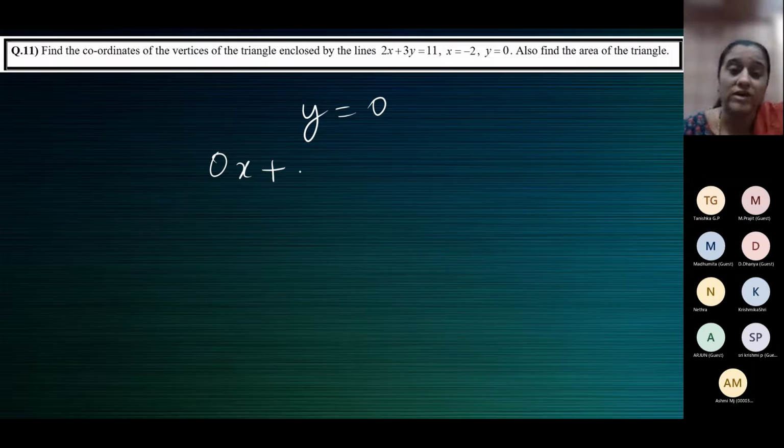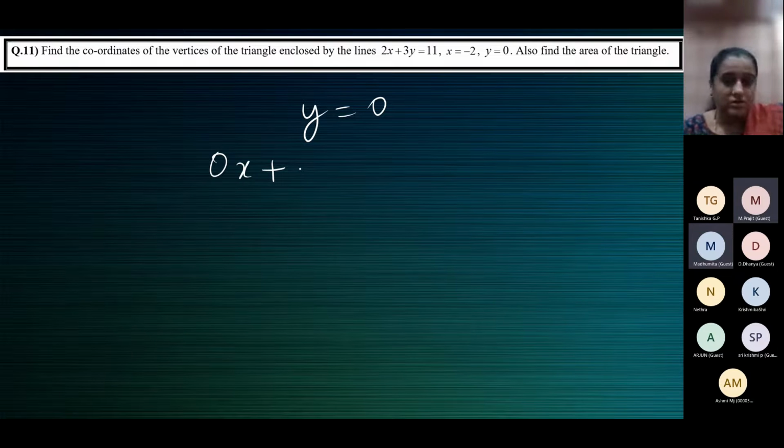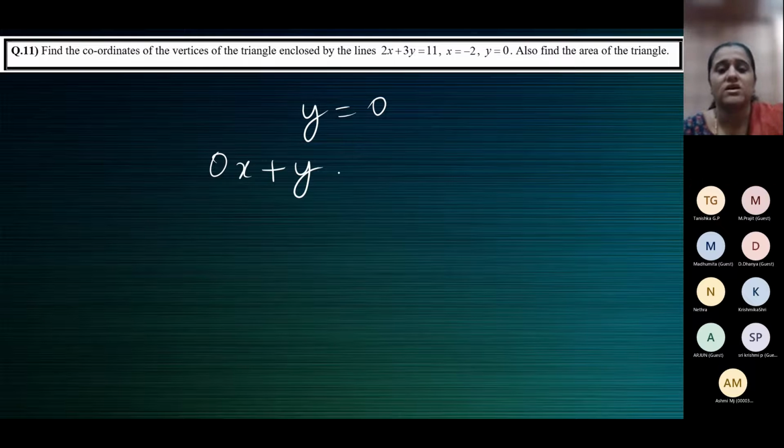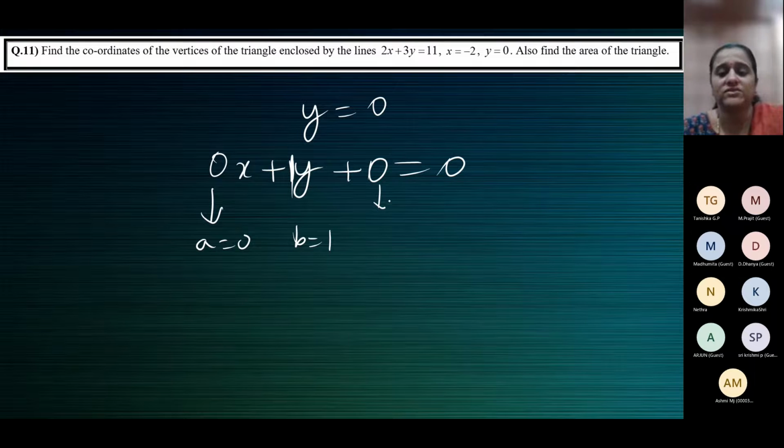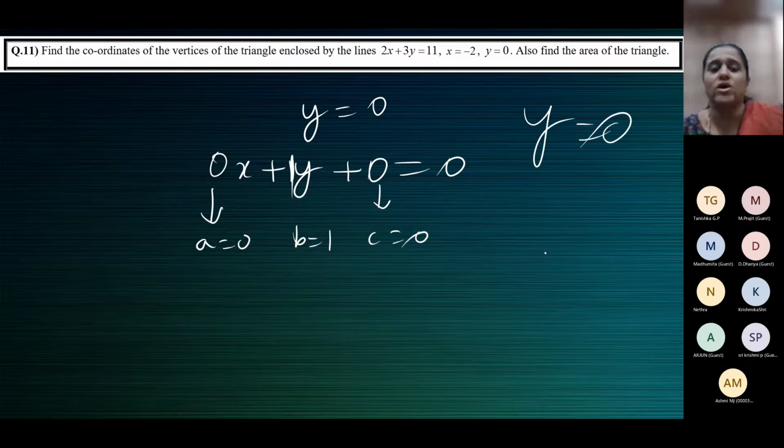Plus, is the y variable there? Yes, ma'am. Write it as it is. Don't write 0y. Write that y as it is. Can you see the constant? No, ma'am. So the x term is not there, 0x plus y plus the constant is not there, plus 0 is equal to 0. So the value of a is 0. The value of b is 1, and c is 0. So y is equal to 0 will pass through the origin.